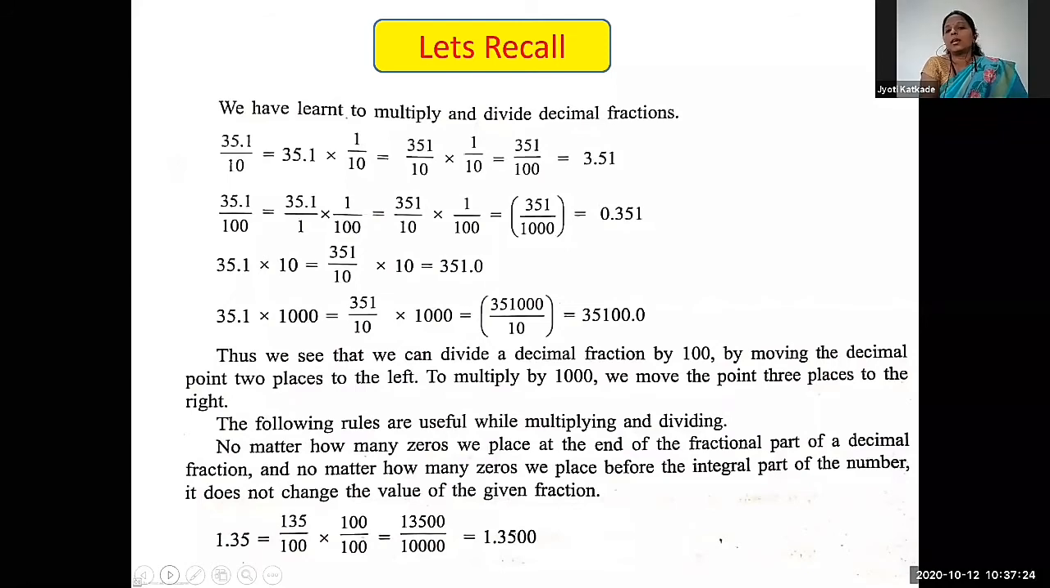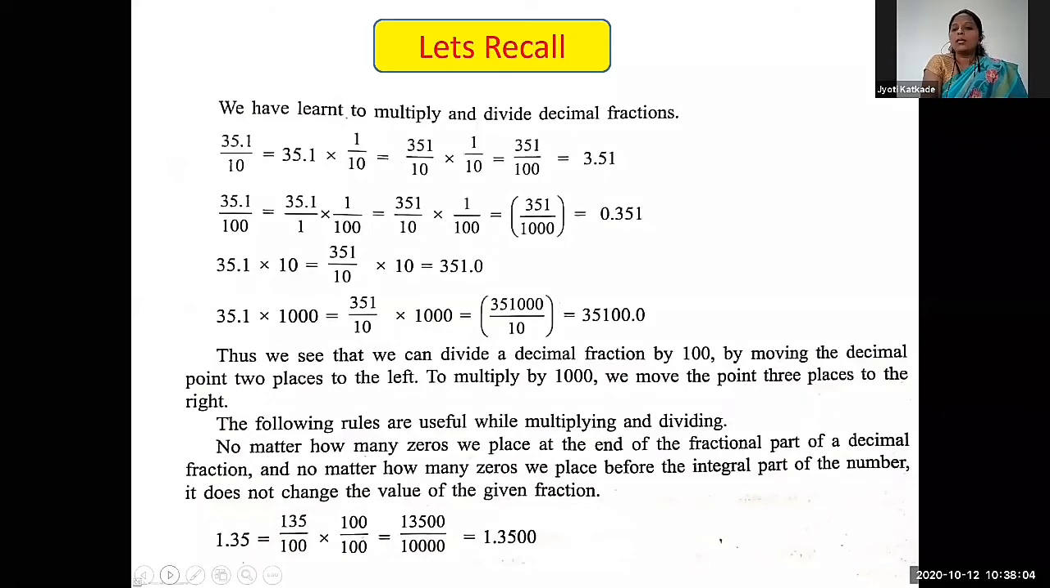See, that is 35.1 multiplied by 1 upon 10. In the next step, it is 351 divided by 10. Why is there 10? Because we remove the decimal point from 35.1, and when we remove the point by one place, we take 10 in the denominator. Now multiplying numerator with numerator, we get 351 divided by 100.